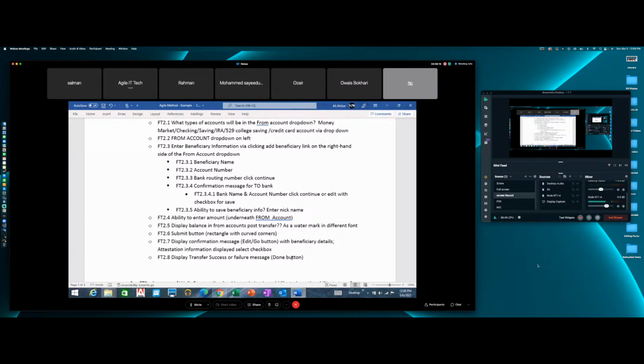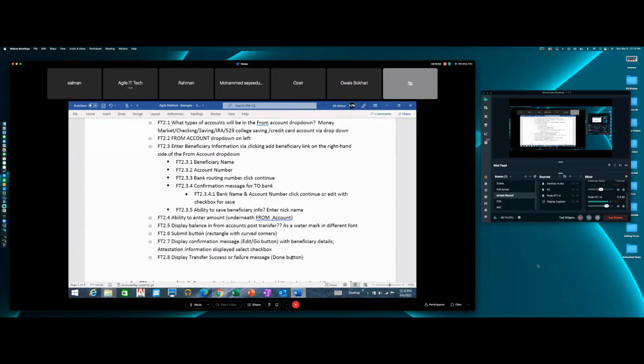FT 2.2: From account, dropdown on left. FT 2.3: Enter beneficiary information via clicking add beneficiary link on the right hand side of the from account dropdown. FT 2.3.1: beneficiary name. FT 2.3.2: account number. FT 2.3.3: bank routing number. Click continue. FT 2.3.4: confirmation message for the To Bank.